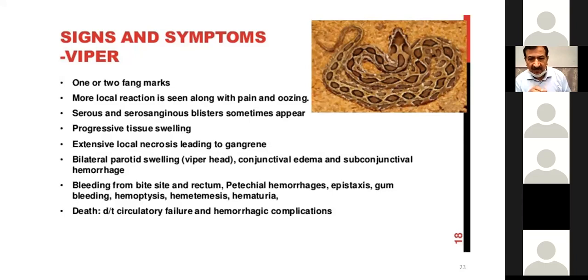The viper is known in our area in Sindh, Balochistan, Punjab. In Pakistan its Urdu name is called Lundi. L-U-N-D-I, Lundi. It's very poisonous and small in size as compared to the krait and the cobra.